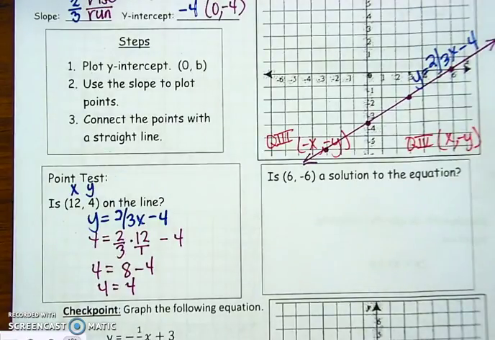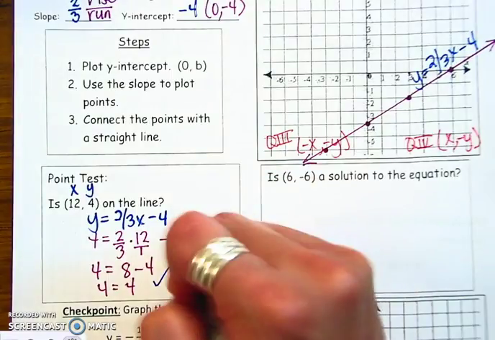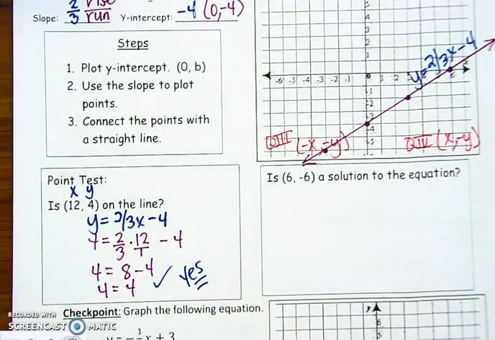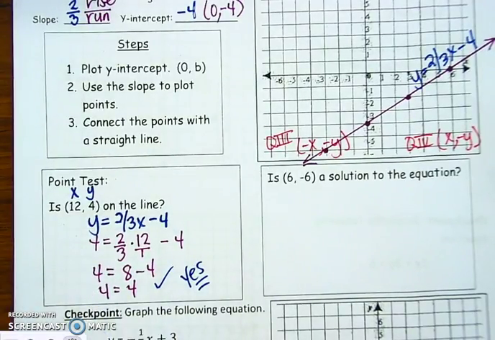Notice that because the point makes the equation true, we know that it is on the line. So we write, yes, this point is on the line, as it makes the equation true. I would tell you that any point on the line is a solution to that equation.